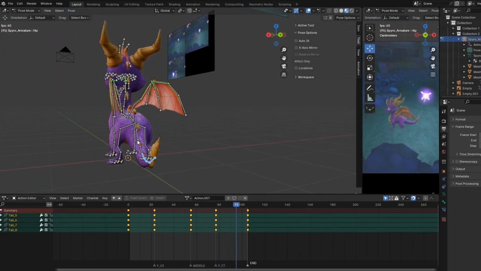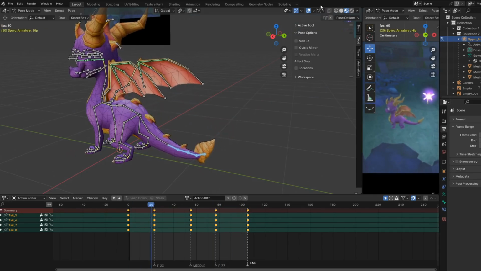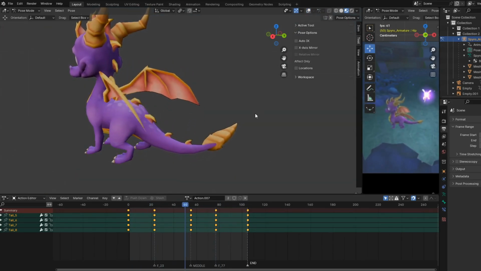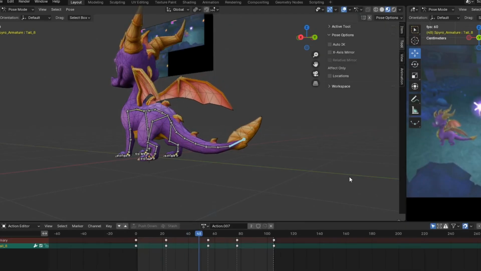A snappy little tail animation. Quite a bit of personality here. I think I had to add maybe one or two more keyframes in between here to really sell the bendy snap of his spade, but other than that, I'm content with it. Cool.